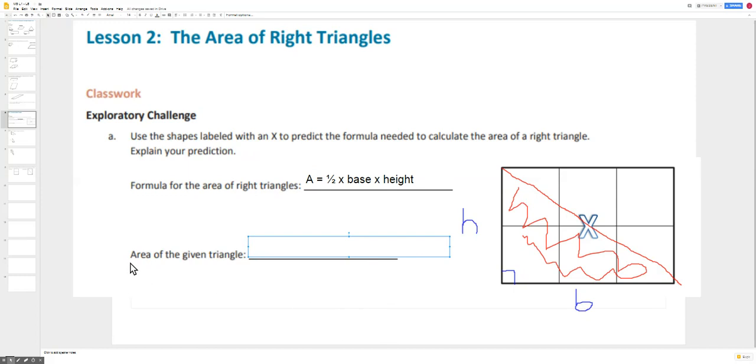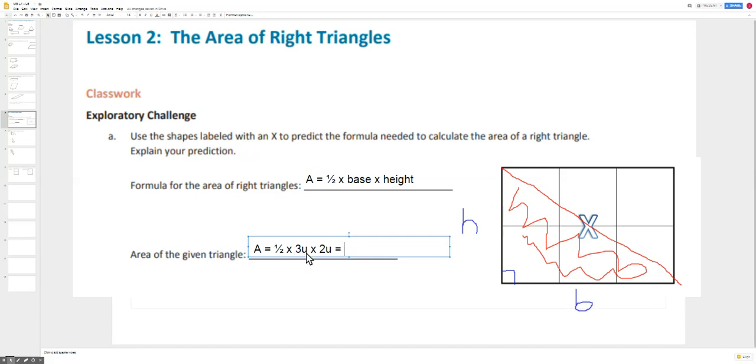So now over here in the next one, it says the area of the given triangle. So now we're going to find the area of this given triangle. Let's go through the steps. So we're talking about 1/2 times the base here, which is 3, and we don't know what these are, so we're going to label it U for units. Times the height, which is going up 1, 2. We don't know what these are, so once again, units. So now we just need to do the multiplication.